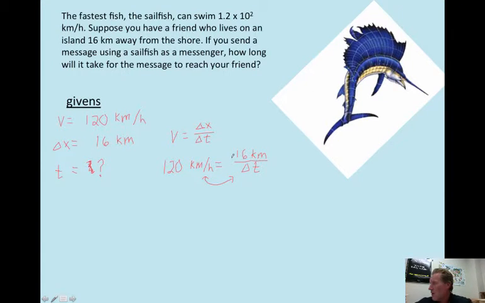And let me get a calculator real quick. I thought I had this already worked out. So 16 divided by 120 is 0.13 hours.